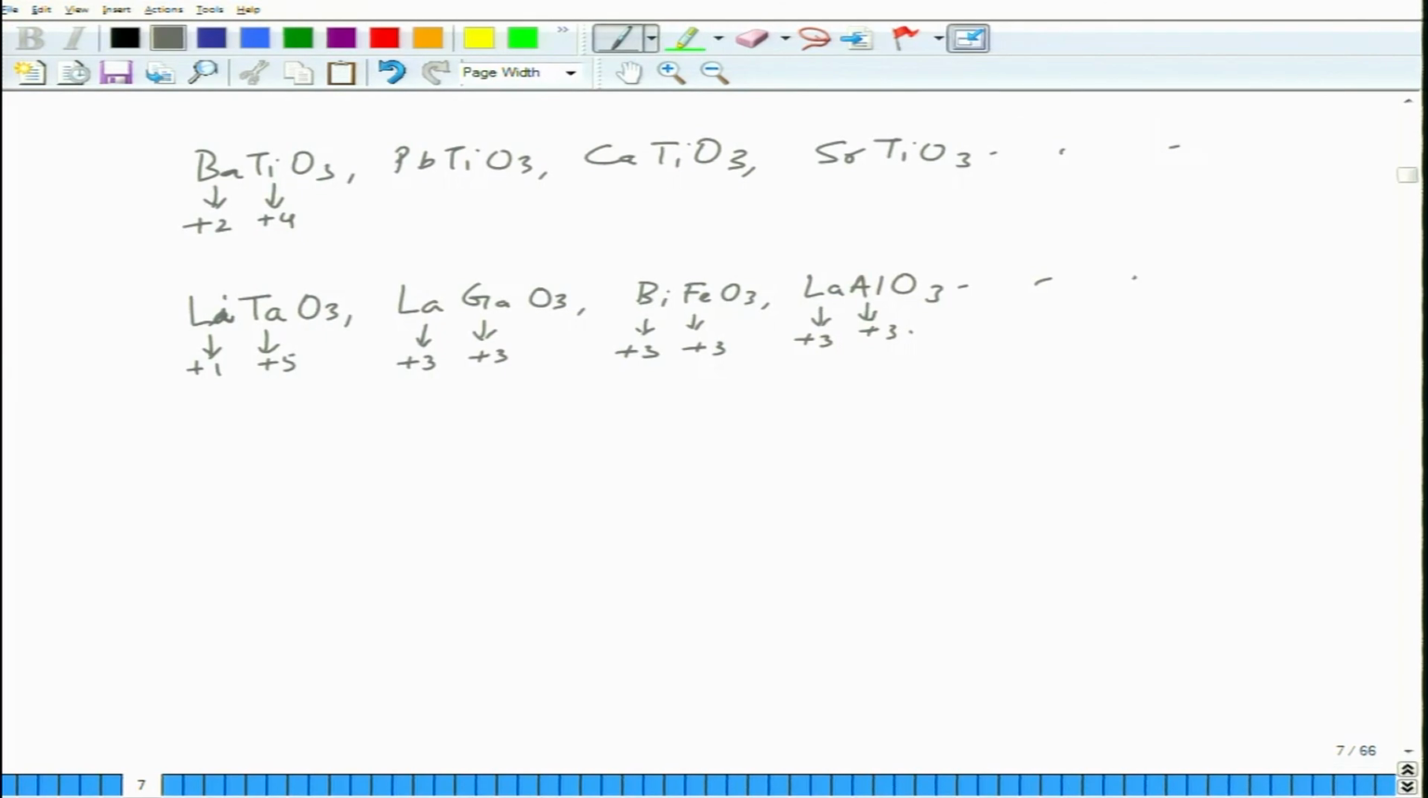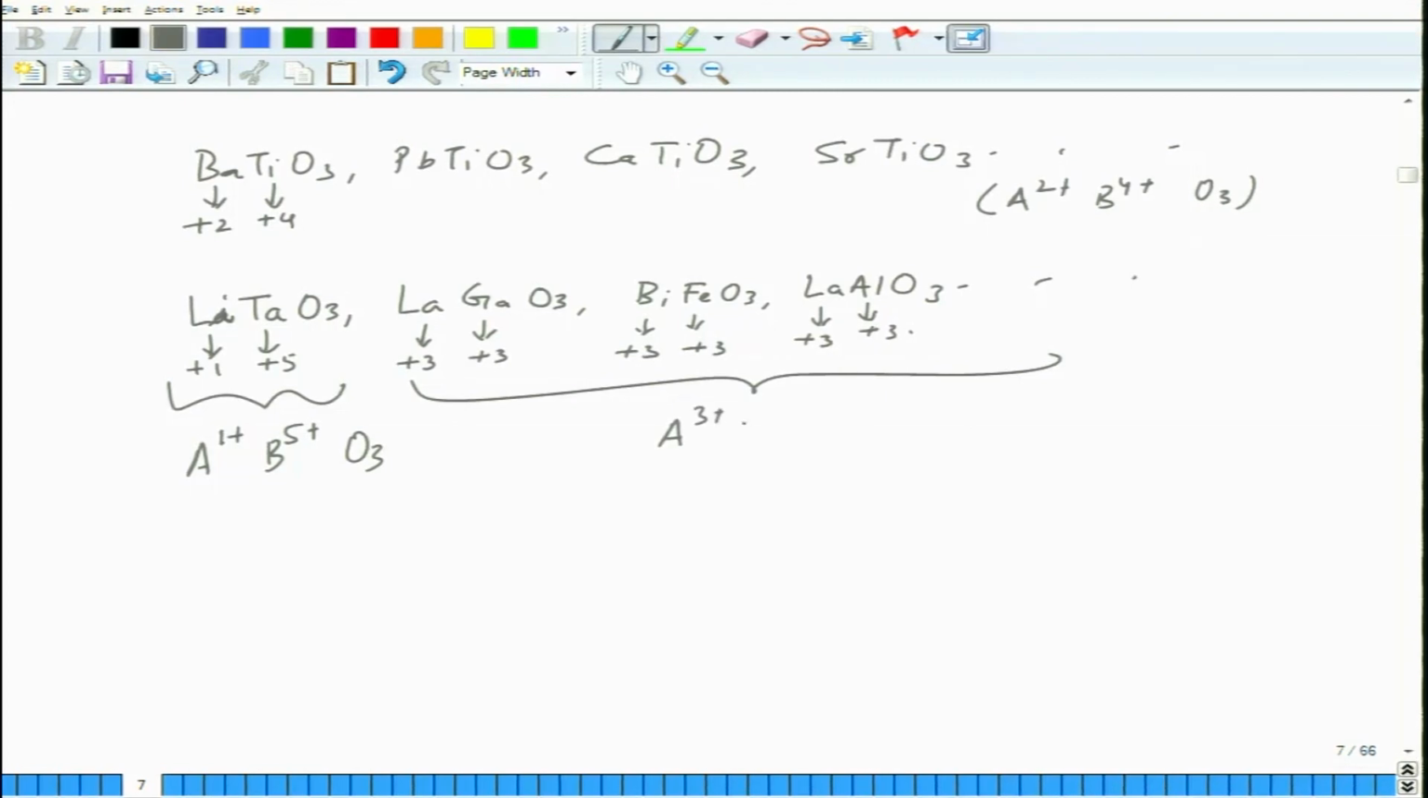So here they are A2+, B4+, O3. This is an example of A1+, B5+, O3. These are all examples of A3+, B3+, O3. Okay, you can also make mixed perovskites, such as a mixture of. So these are mixed perovskites, basically solid solutions.